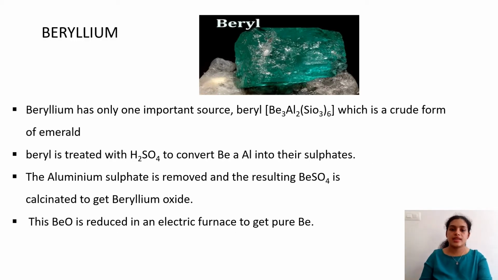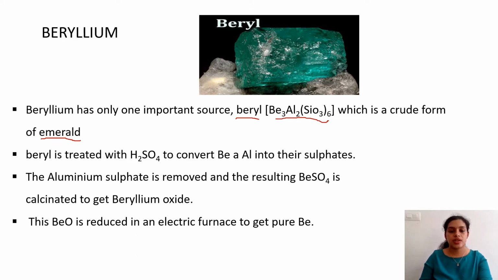Now let's see the extraction process one by one. First one is beryllium. The main source of beryllium is beryl, and it's actually beryllium aluminum silicate. It's a silicate ore and it's a crude form of emerald. You can see that the color of this beryl is pure green. And then how is this extracted?